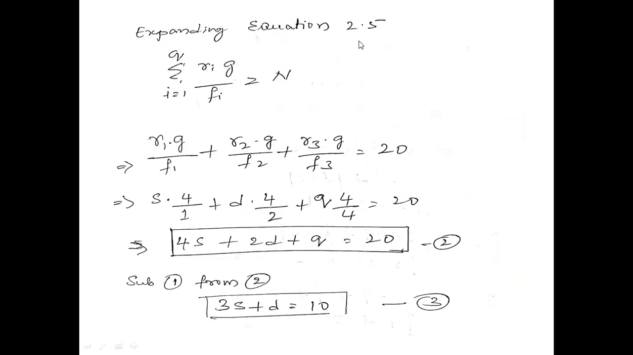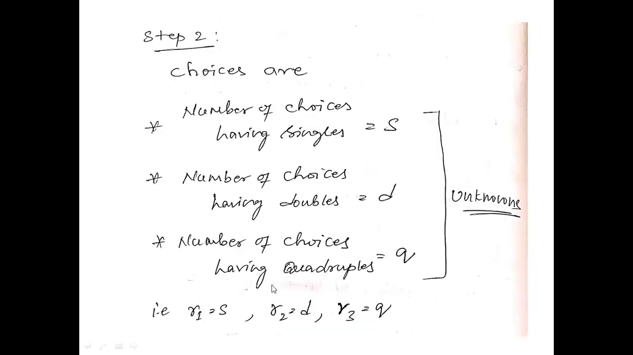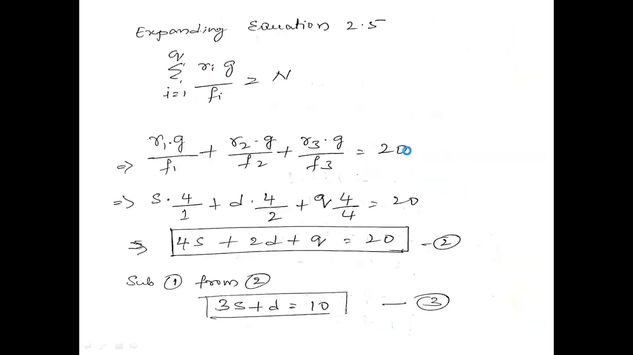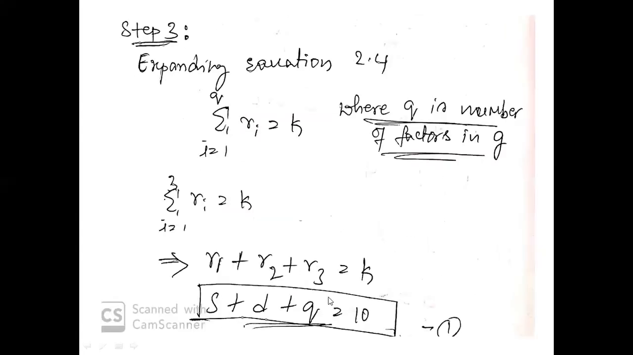Similarly, using equation 2.5, if you expand it, q is 3 in this case: r1 times G over f1 plus r2 times G over f2 plus r3 times G over f3. In the previous equation we substituted the naming s, d and q for r1, r2, r3, and we are using the same unknowns as a substitution for this expanded equation. We are replacing r1 with s, r2 with d, r3 with q. These 3 become the unknowns.